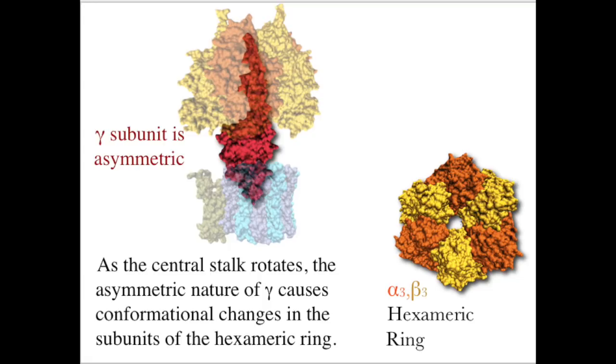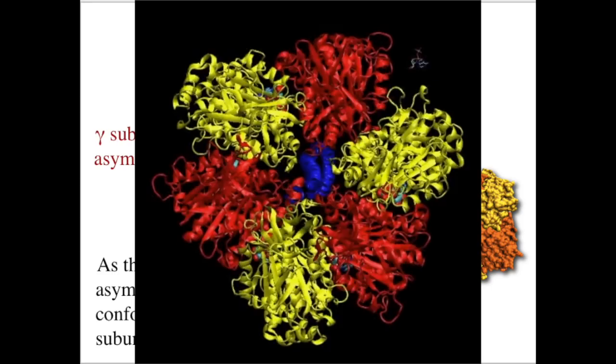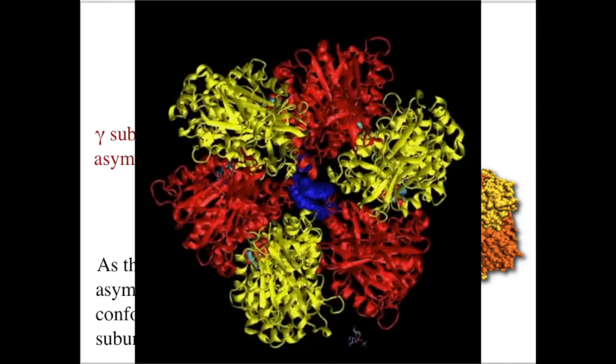Now, the hexameric ring is made up of alpha and beta subunits that alternate around the ring. The beta subunits are the ones that are catalytic, and the alpha subunits are structural to keep the ring together. Now, as the central stalk bumps into these beta subunits, it's going to cause conformational changes in that subunit, depending on what portion of the stalk is actually contacting that subunit.